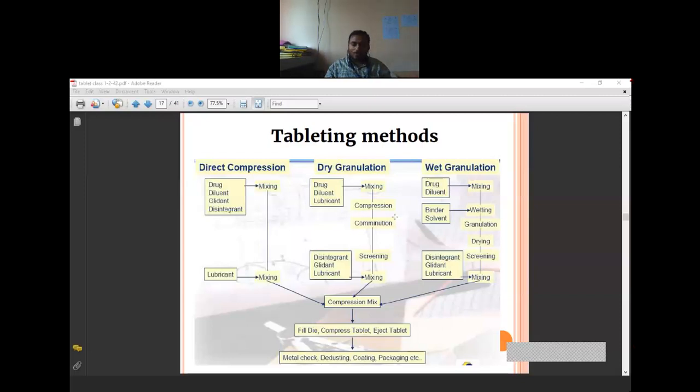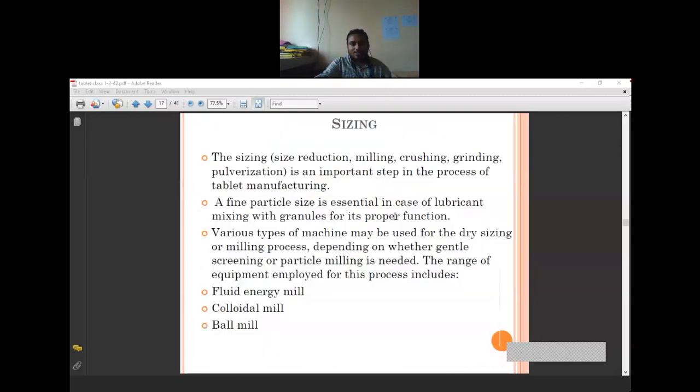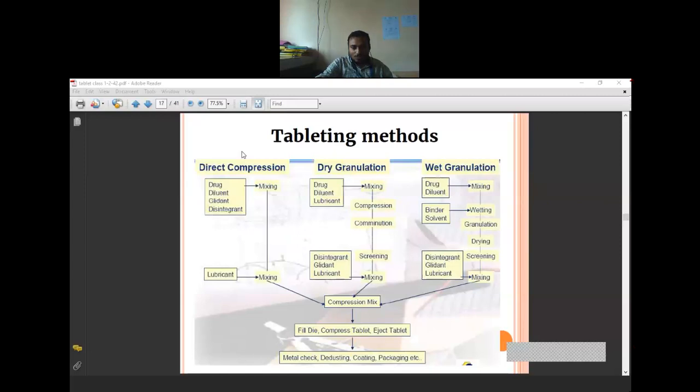Yes, sir. Okay, so this is the process of tableting methods. In the next class, I will start further with sizing. How can you go for sizing? Sizing, milling, all these processes I will discuss elaborately in the next class. Fine. Okay, have you understood up to this? Yes, sir.